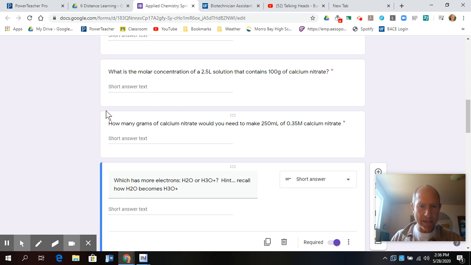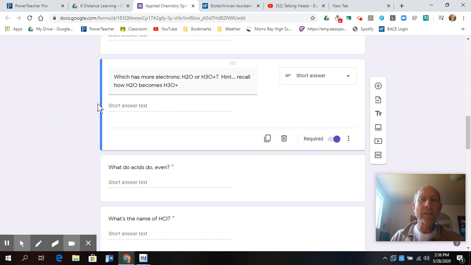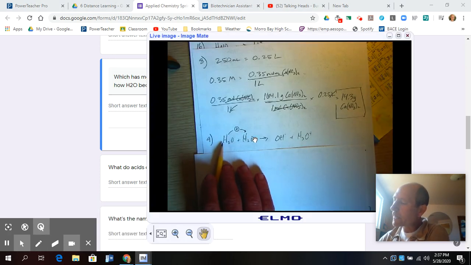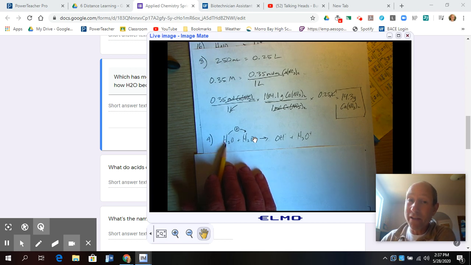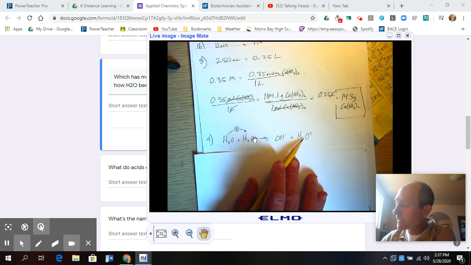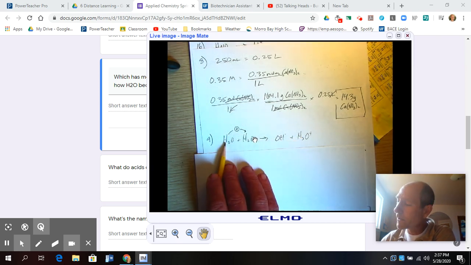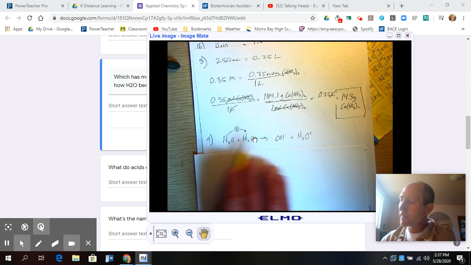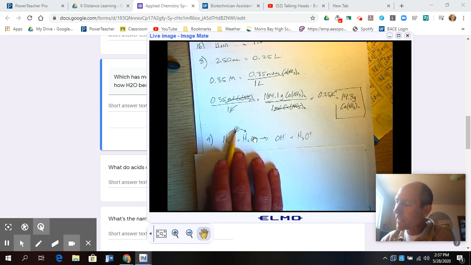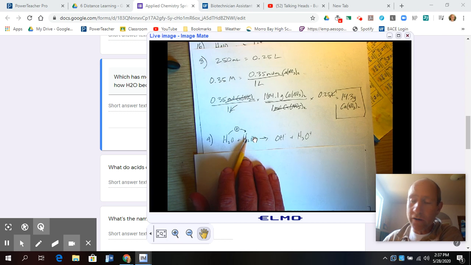All right. So now we're getting to acid-base stuff. Which has more electrons, water or hydronium? Hint: recall how water becomes hydronium. Here's how water becomes hydronium, like this. Water becomes hydronium when one water molecule or some other acid donates a proton to another water molecule. And then this water molecule is going to become hydronium. And if our acid here was water, then it's going to become hydroxide. Over here, this could be like hydrochloric acid or something instead. We need something to donate a proton to water in order to turn water into hydronium.